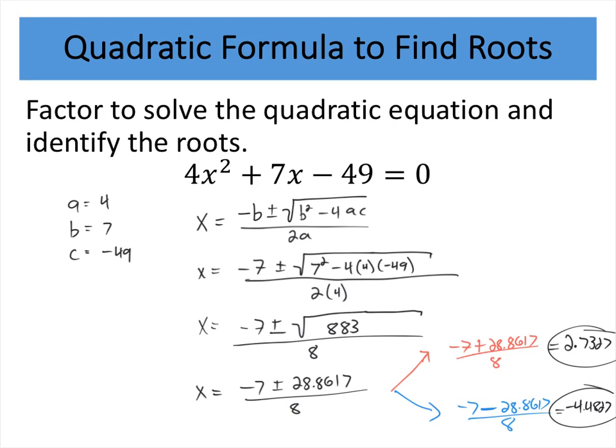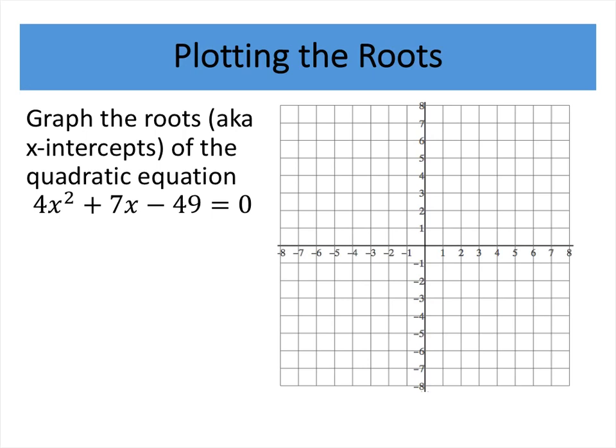Just a reminder, it's just how do I graph the roots of a function on a grid? So remember, for this, one of our answers, our x-intercept, was 2.7327, and the other one, our answer was negative 4.4827. Now, if you do this by hand, it's not going to be perfect.